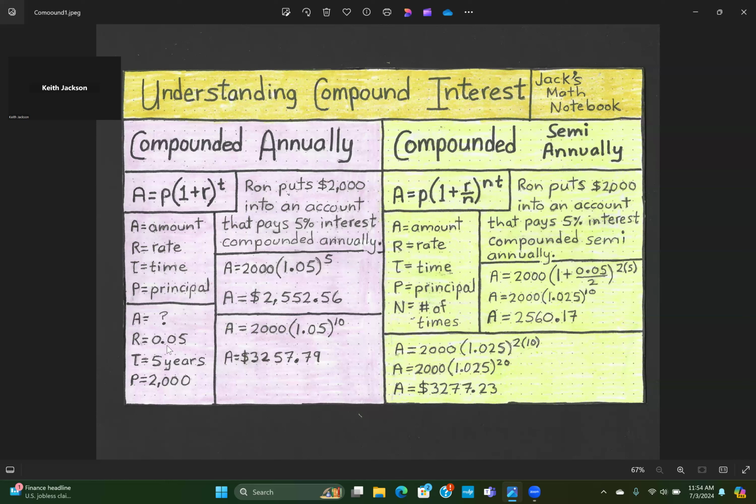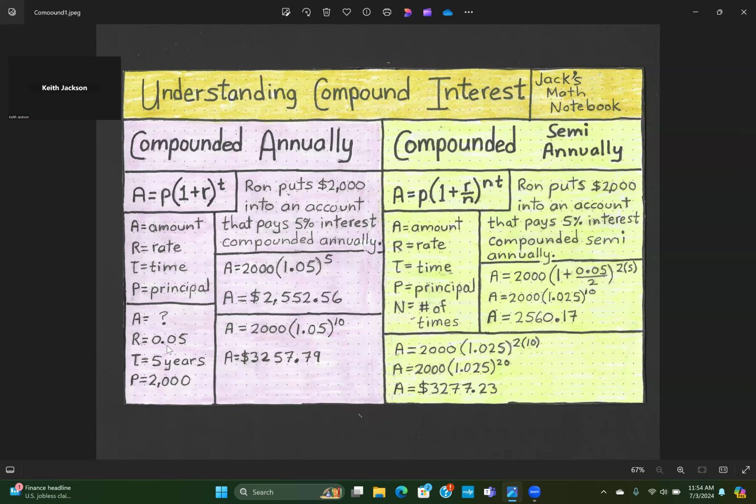And so what we get is A is equal to 2,000 times the quantity of 1.05 raised to the fifth power, because the time is raised to a power here. If you put this into your calculator as is, you will come up with an amount of $2,552.56. That will be your new amount after 5 years.